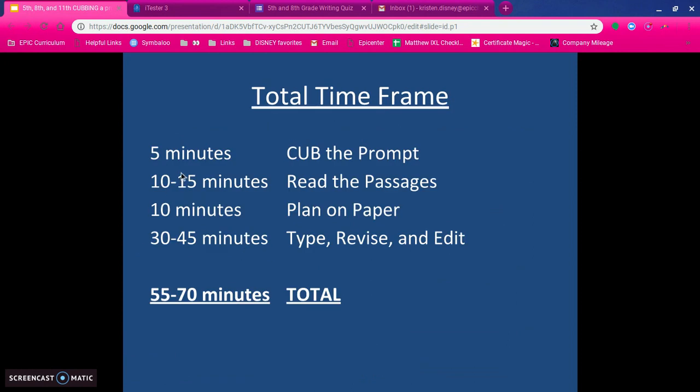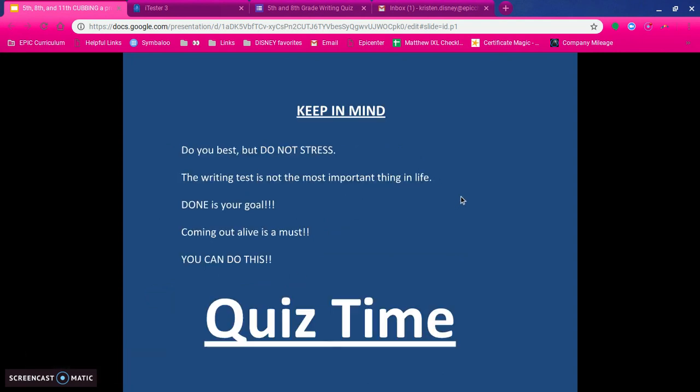So I mapped out the time. To cup your prompt might take 5 minutes. Reading the passage takes about 10 to 15 minutes. You're going to take a few minutes and plan out your paper on paper using the pencil. And then for about 30 to 45 minutes, start typing, revising, and editing. The total time should take you about an hour or a little over an hour.